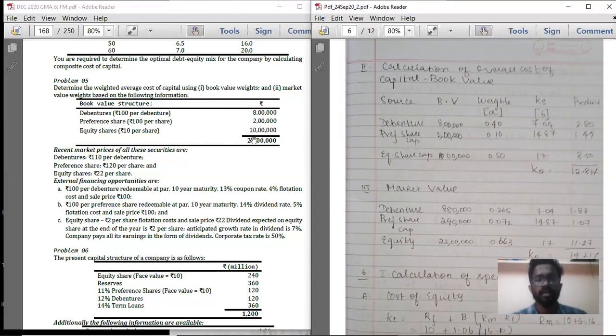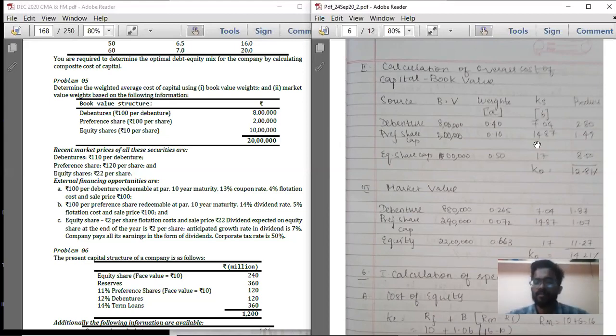First book value we'll find, they have given directly, and market value we should find the values, and then we can find what is the weights and multiply it with the cost of sources, different sources of capital which we found in the above statement number 1. If we multiply with it, we'll get product, summation of that is overall cost of capital. Same like problem number 3 hereafter. We have found all 3 cost of sources. So calculation of overall cost of capital hyphen book value.